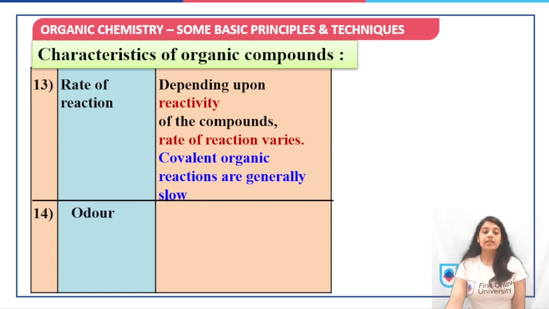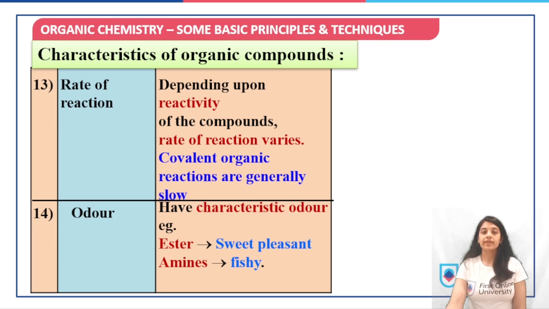Another characteristic is odor. All these organic compounds have a characteristic odor. For example, esters have a sweet, pleasant smell. Amines, on the other hand, have a very fishy smell.